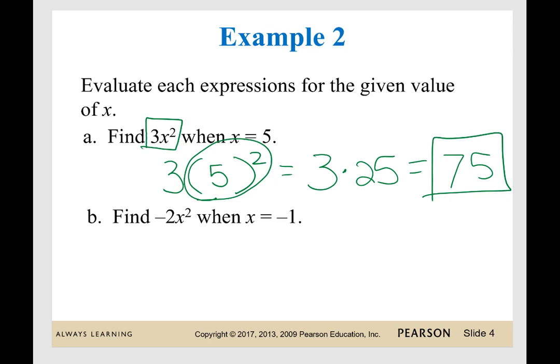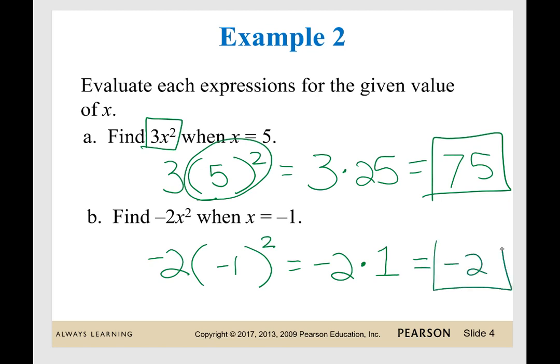All right, same thing with B. We take our expression, replace every x with a set of parentheses, and inside the parentheses, we're going to put this time -1. So this is -2 times -1 squared. -1 times -1 is positive 1. So -2 times 1 is -2. So there's our final answer. So you can't forget all those skills because we're going to definitely use these skills in chapter 5.